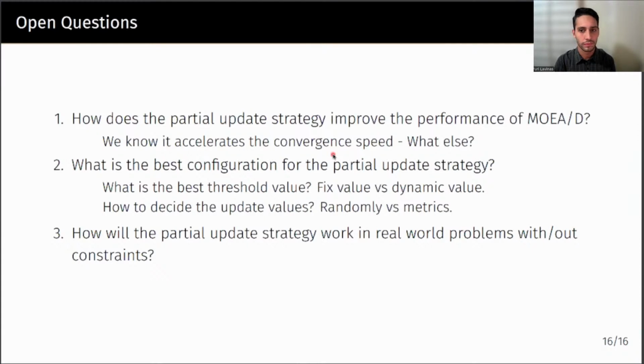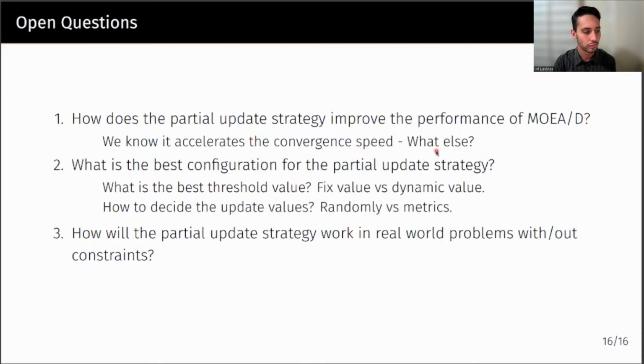Is there anything else? Can you give us any idea? Honestly, I still have to think about that. I just discovered this acceleration towards this speed convergence thing, so I'm working on finding other hypotheses that I can work on.